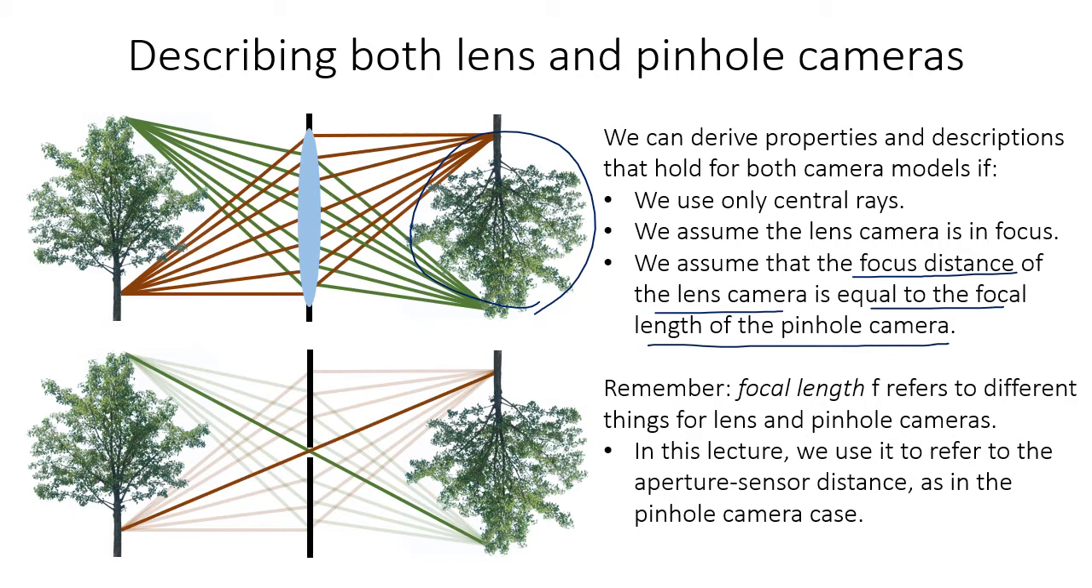So the focal length of the lens camera is half of the focal length of the pinhole camera. But you remember, focal length f refers to different things for lens and pinhole cameras, right? It is half. But in this lecture, as I said, we will use the derivation in the pinhole camera model because it is more direct and easy to explain. So we use this focal length to the aperture sensor distance as in the pinhole camera case, even though we use a lens camera.